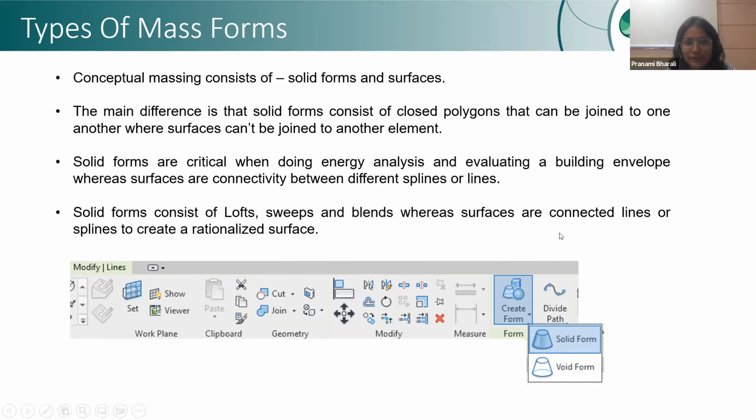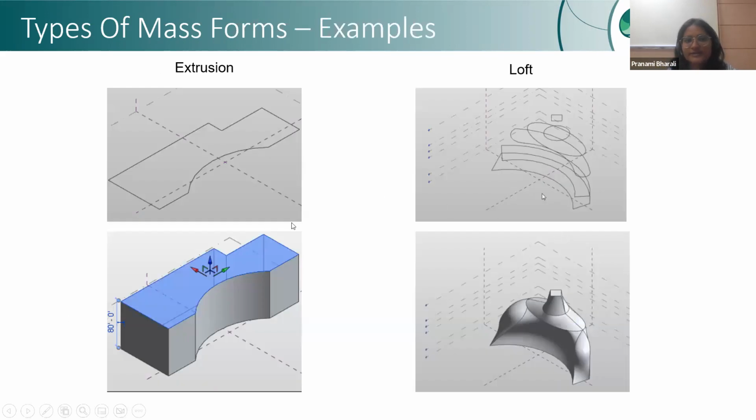Now before coming to the examples of mass, what do we normally do? We make the profile of it and we can extrude it. This is an example of a mass form. If we go to the solid form, as you saw in the previous slide, one is the solid form and one is the void form, right? So we have two forms. Suppose you are making the profile. After that, you can make an extrusion also, right? You can see in the left side image that we created the profile and the extrusion has been made. Then we can create different lofts also.